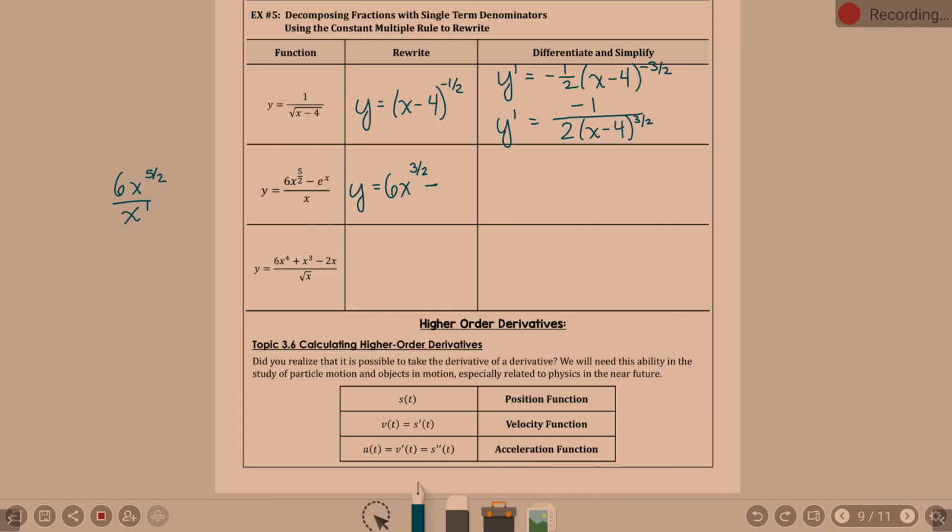Because we have an e to the x. No, it's e to the x. And that doesn't really combine with x. So this one we can take up and put it as x to the, when we take an x out of the denominator, it becomes x to the negative first, e to the x.